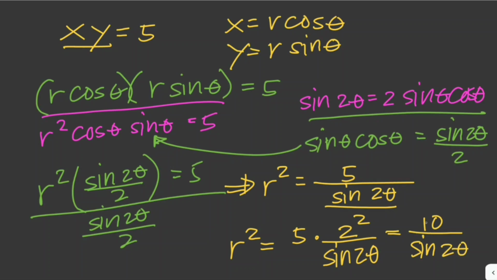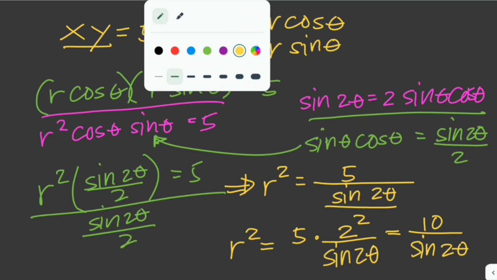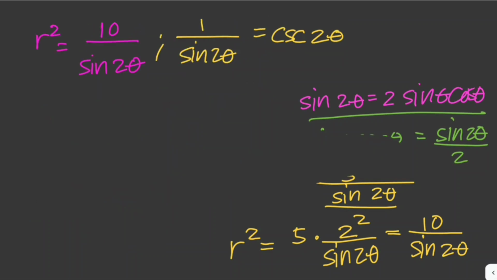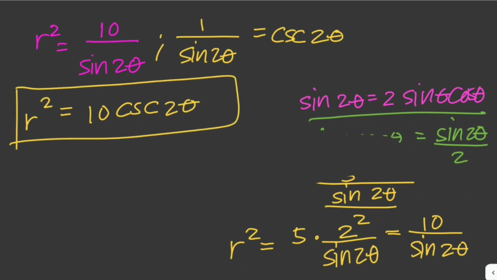And then we can further simplify this. We can further simplify 1 over sine 2 theta, since that one is equivalent to cosecant 2 theta. Then we can write our equation as r squared equals 10 cosecant 2 theta. So this is now our equation in its polar form. So that is the equivalent equation of xy equals 5.